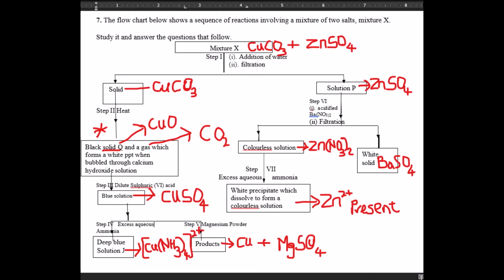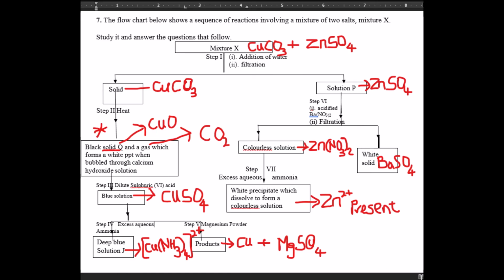But if you go to step number 2, on your left there is a solid that is being heated. And when it's heated, there is a solid Q coming out, and a gas which forms a white precipitate when passed through lime water, calcium hydroxide. So automatically that can give you the first hint that the black solid, most likely, is copper 2 oxide. And later on you'll confirm whether it is copper 2 oxide. But the gas that forms a white precipitate with lime water must be carbon 4 oxide, most likely. And if that is the case, you proceed now to adding dilute sulfuric 6 acid. And automatically you can now see a blue solution.